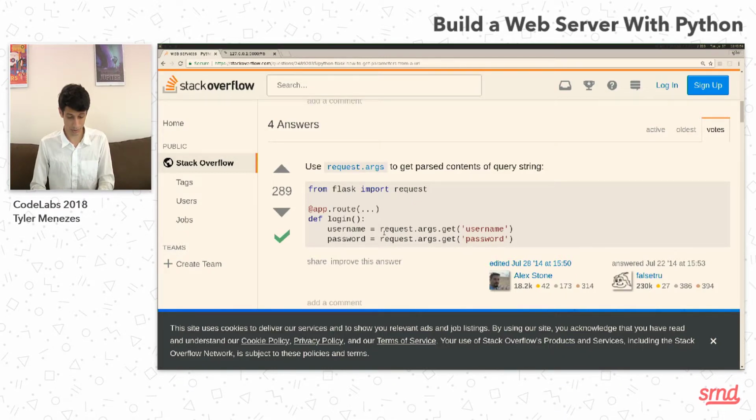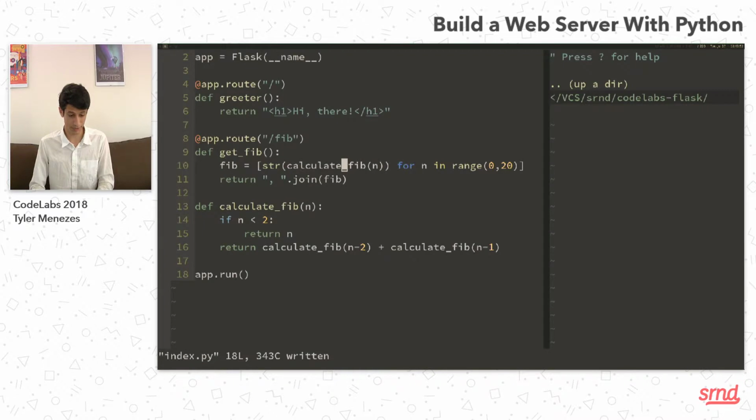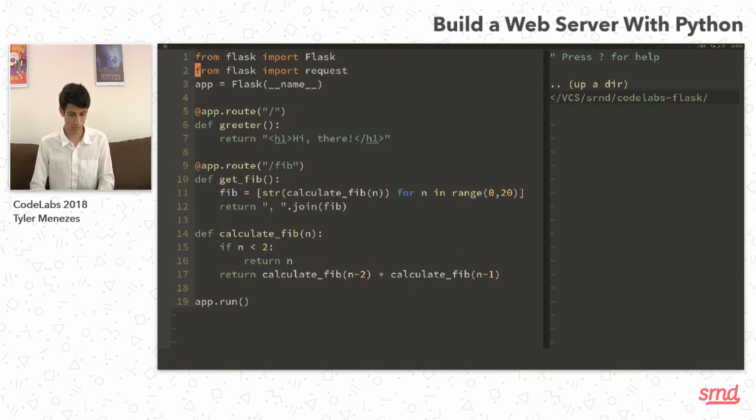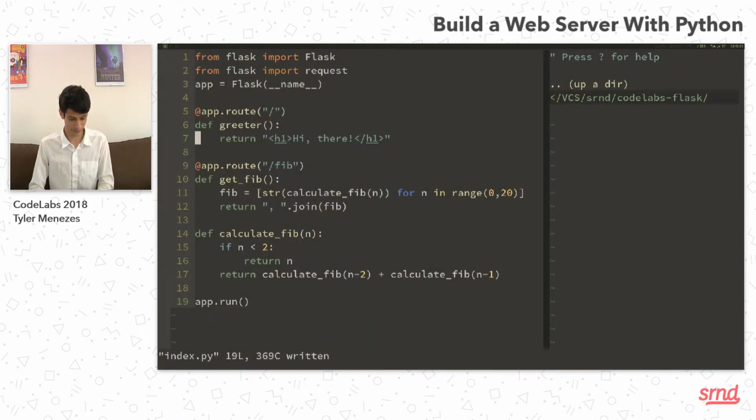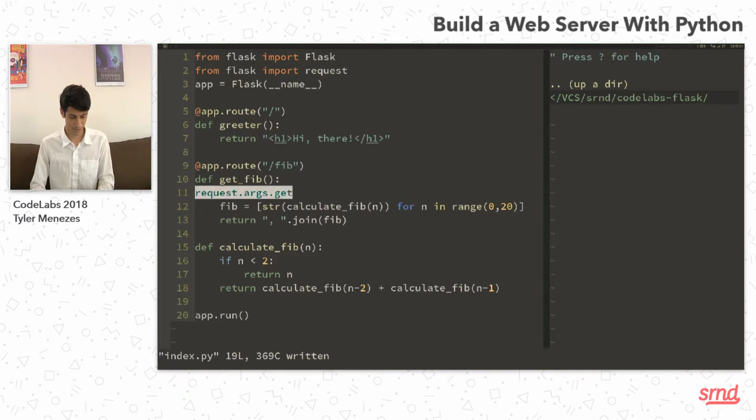So how do we do this? Well, it looks like we need to import this thing up here. So we'll paste that in. And now that we have this request variable, we can do request.args.get. So n is equal to request.args.get n. Whatever is in that n equals part after the question mark in the URL, it'll assign to this variable n, and then the Fibonacci sequence will be calculated on that. So instead of range 0 to 20, we can do range 0 to n.